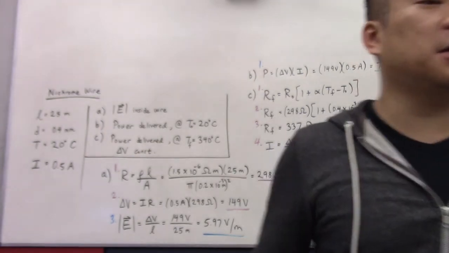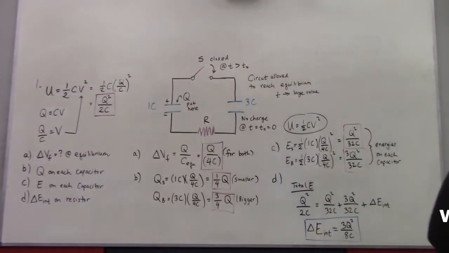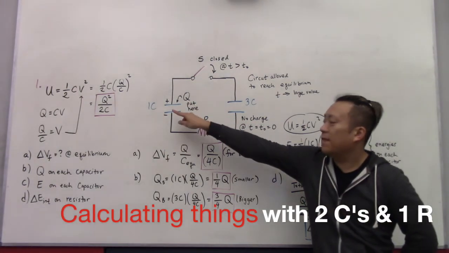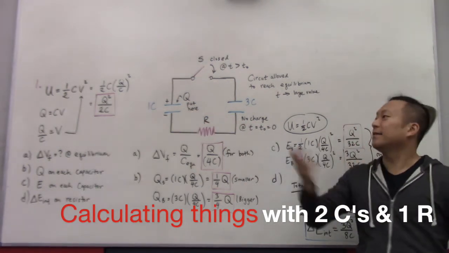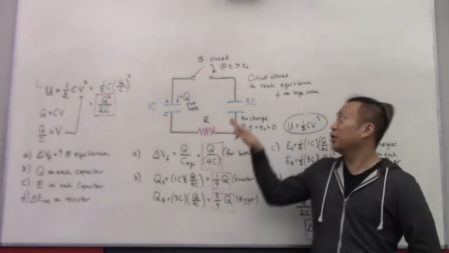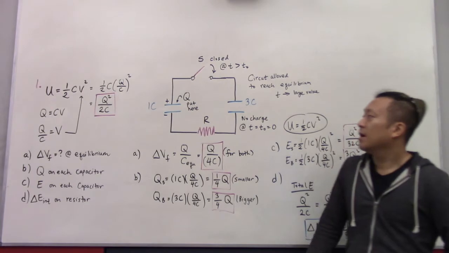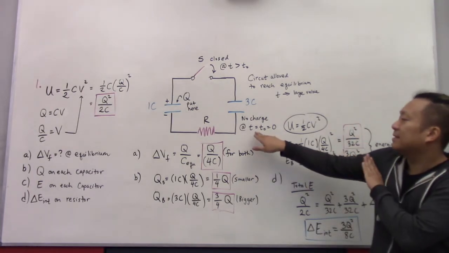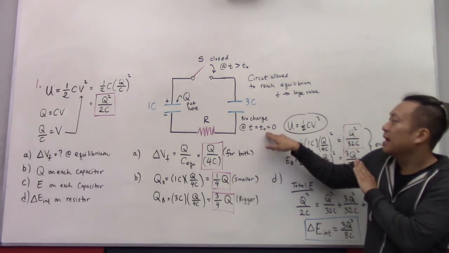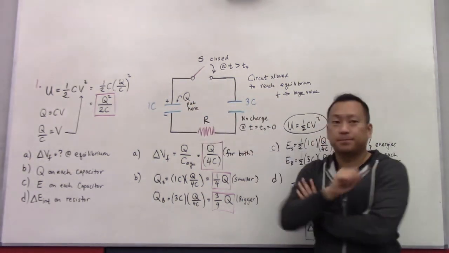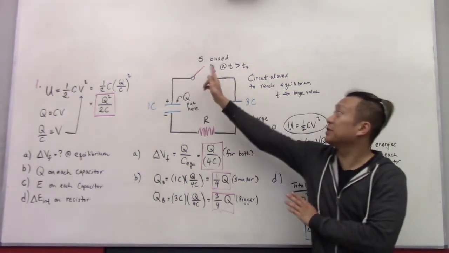That doesn't require calculation. Okay, we have a circuit here with two capacitors. One that has a capacitance of 1 and the other one of 3. So this one holds 3 times as much charge as that one. The situation is that at t equals 0, there's no charge on that one. But we place 1 charge there when the switch is not closed.